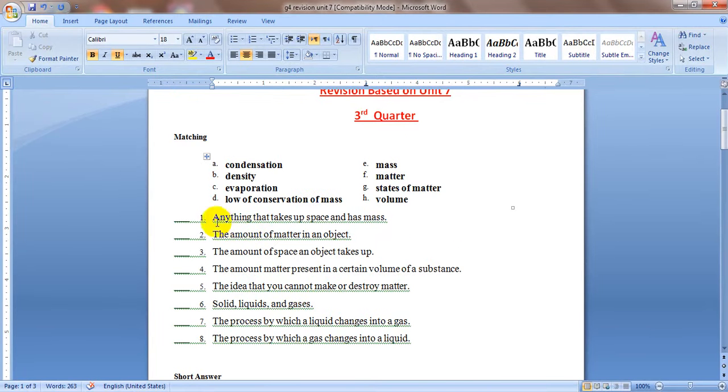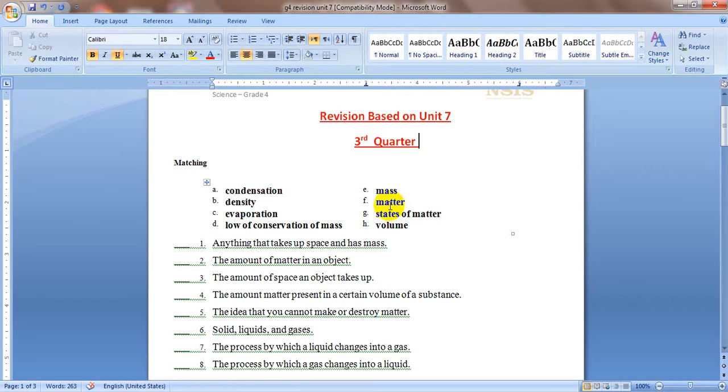Let's read the first sentence together. Number 1. Anything that takes up space and has mass. As we said before, anything around us is called matter, but with some conditions. It must have mass and take up space. So the first one means matter. The first sentence will go to letter F.